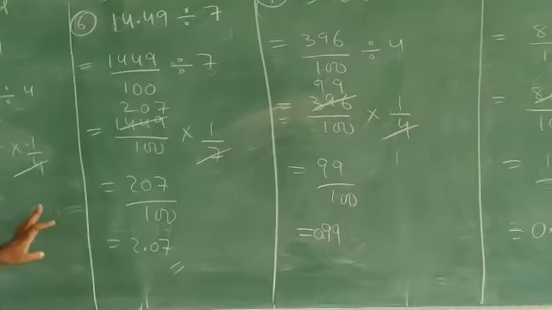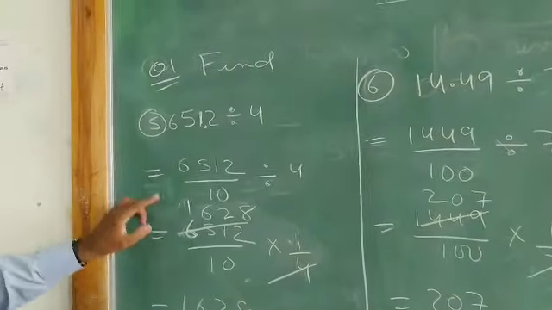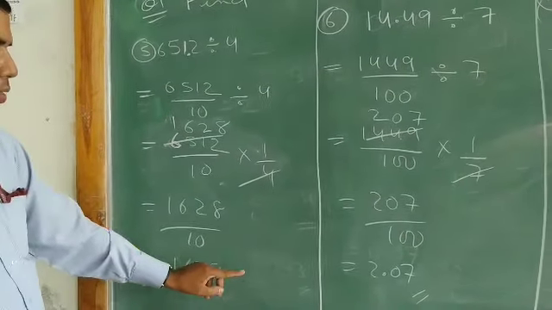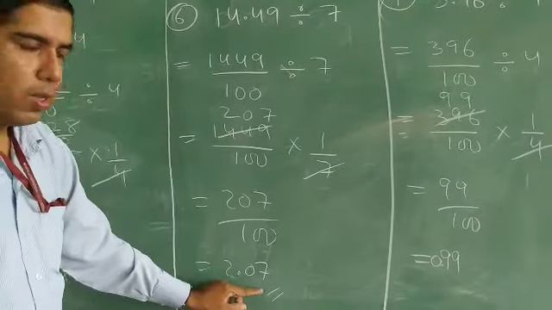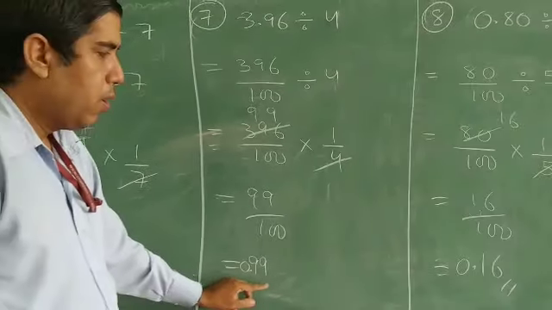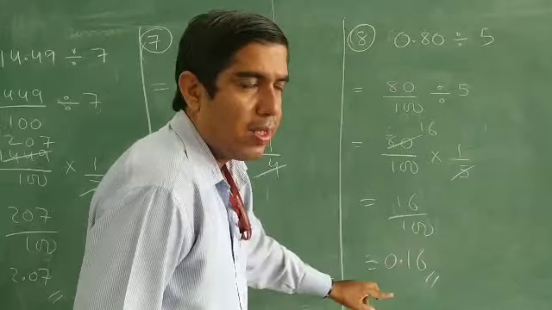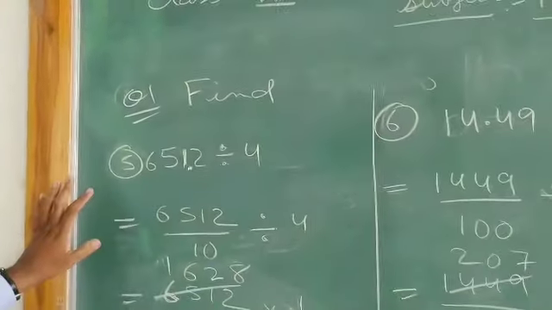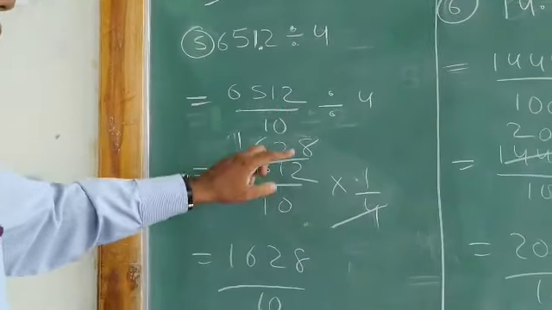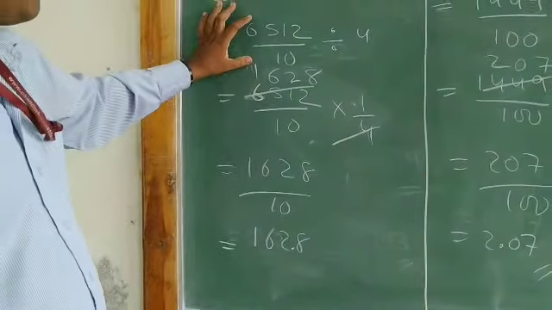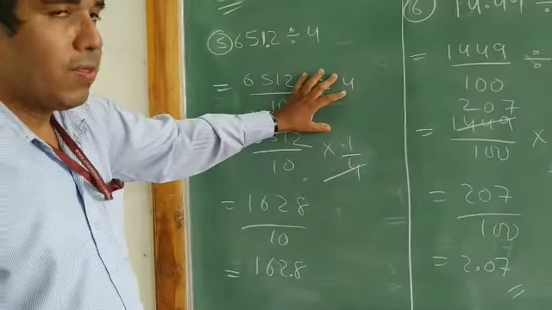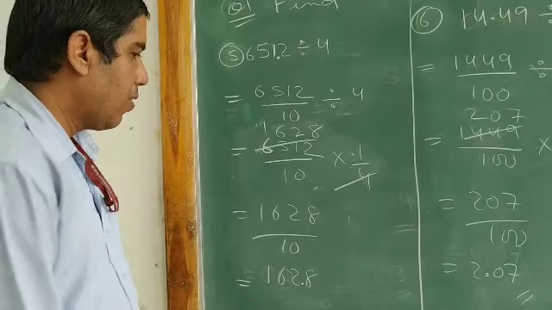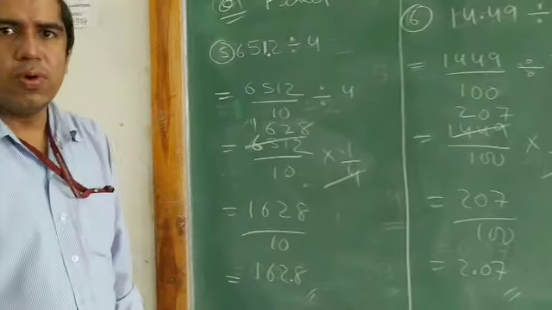You can see now, again let me explain. The first answer is 162.8. The next answer is 2.07. The next answer is 0.99. And the next answer is 0.16. And you can see the steps are similar to the previous questions. So you can see division and cancellation has happened. First you convert this to fraction form. Then convert the second number to a fraction. And you can do the cancellation and simplification. And the answer comes. I stop my discussion over here. Thank you.